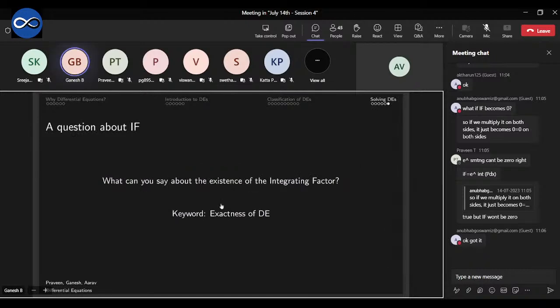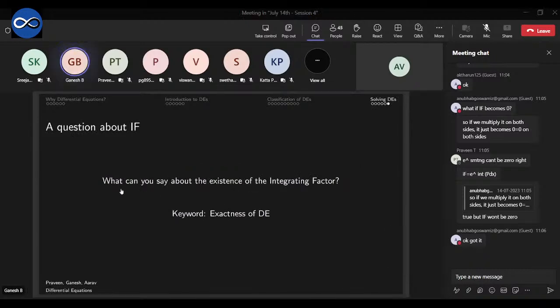Yeah, so for now, just try searching about the possibility of existence of an integrating factor. Does it always exist for a particular equation?